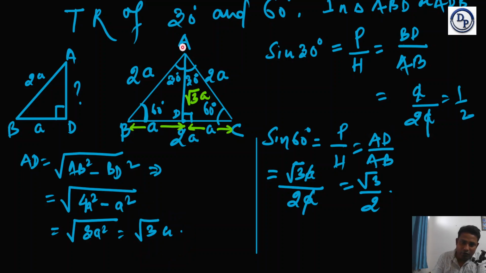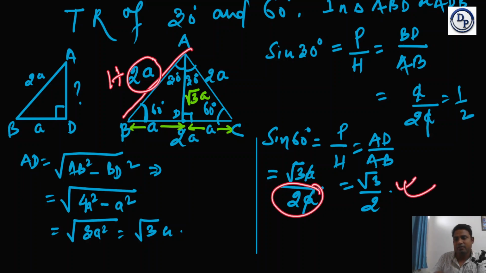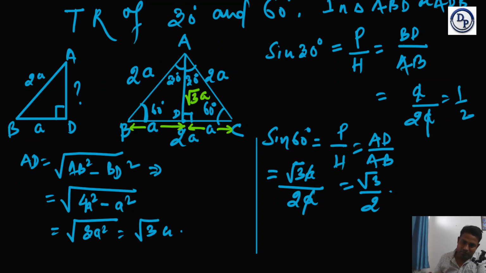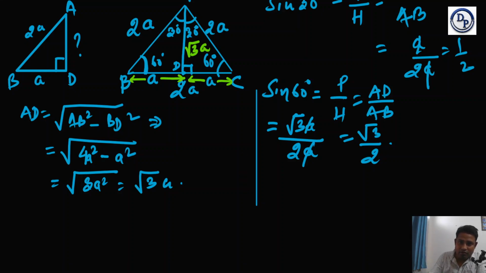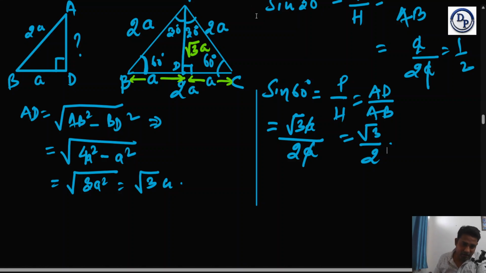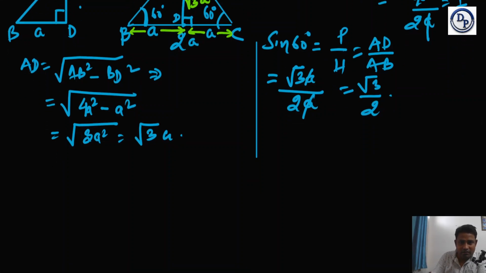Then again we know AB acts as hypotenuse. So we place this value 2A here and we got root 3 by 2. This is the value of this. Again similarly we can calculate the value of cos 60 and cos 30. So what about cos 60? I'm going to calculate the value of cos 30 degree first of all. Okay, then we'll calculate cos 30.